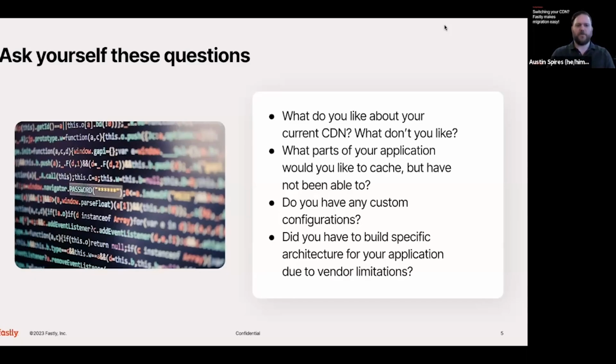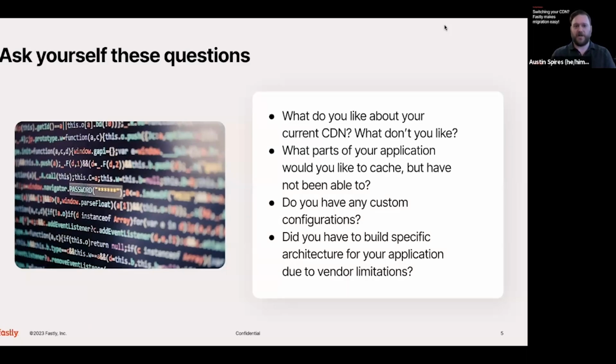We find out that a lot of publishers are unable to protect things like their APIs or their HTML pages before they come to Fastly. And that's a really great way for us to add a very clear and tangible win right out of the gates. We also want to find out if you have any custom configurations in your legacy provider. We want to do our best to make those compatible with Fastly.